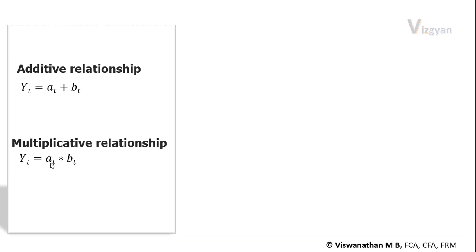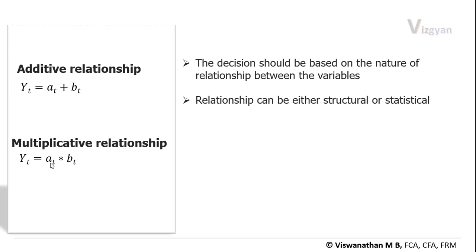So in case of cross-section dependency, how do we decide whether we should use an additive relationship or a multiplicative relationship? This decision is driven by the nature of the relationship between the variables. How do we know what the relationship is? That can be driven either through our structural relationships or by observation of empirical data, and that's where we come up with a statistical relationship. Let's see an example to understand that.